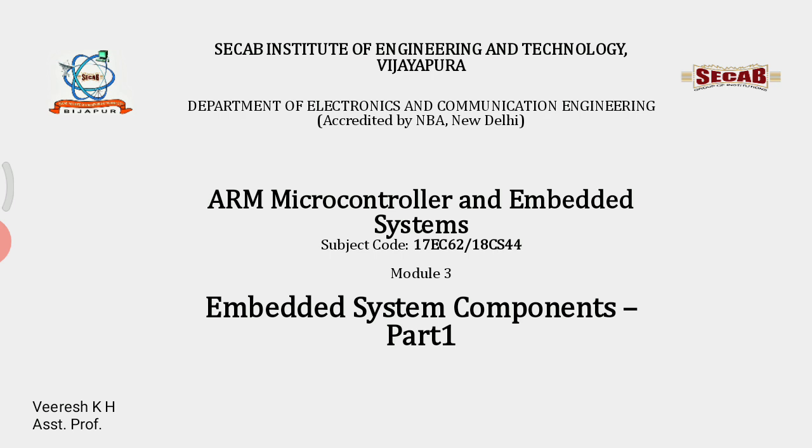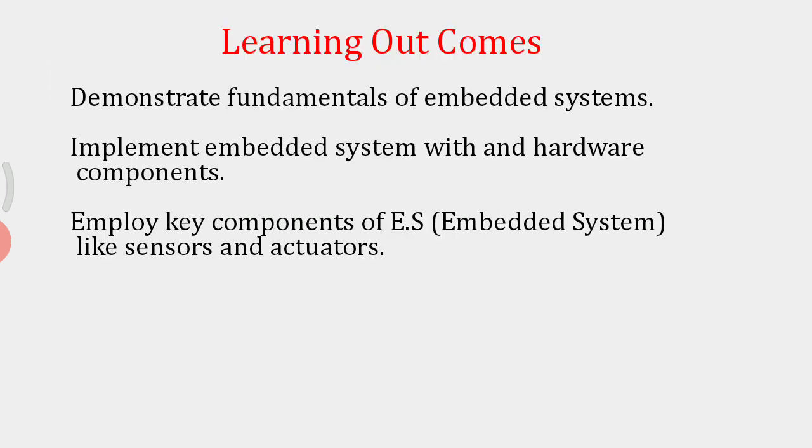Today we will explain about embedded system components. It's module 3 of embedded systems. The learning outcome of this section is that students will be able to demonstrate the fundamentals of embedded systems. They can think of implementing embedded systems with hardware components. They can employ key components of embedded systems like sensors and actuators.